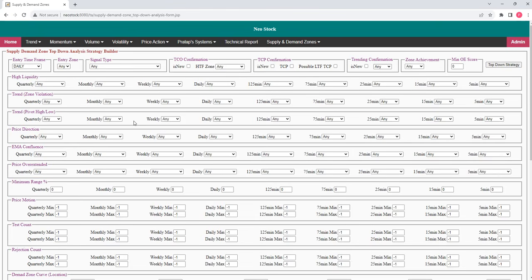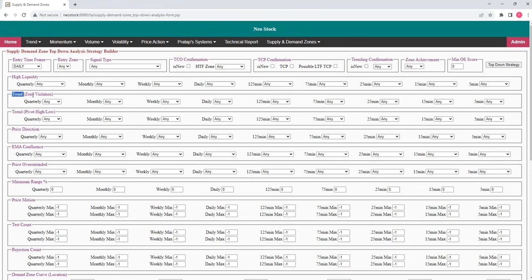This strategy builder helps in building both simple and complex strategies. So I will explain some simple strategies in this video so that we all get a fair idea about the uses of this strategy builder. I would like to filter the stocks based on the trend: the daily trend as up, weekly trend as up, and the monthly trend as up.